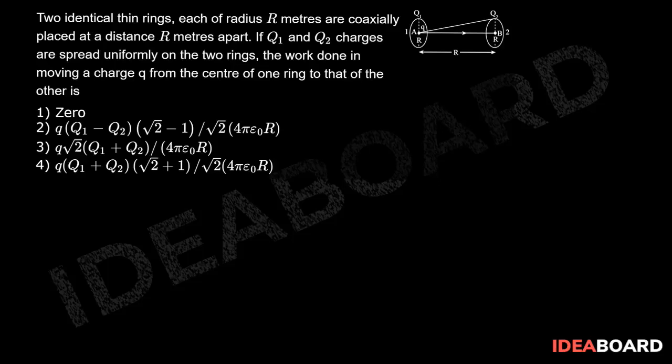Two identical thin rings, each of radius r meters, are coaxially fixed, placed at a distance r meters apart. If Q1 and Q2 charges are spread uniformly on the two rings, the work done in moving a charge Q from the center of one ring to the other is.